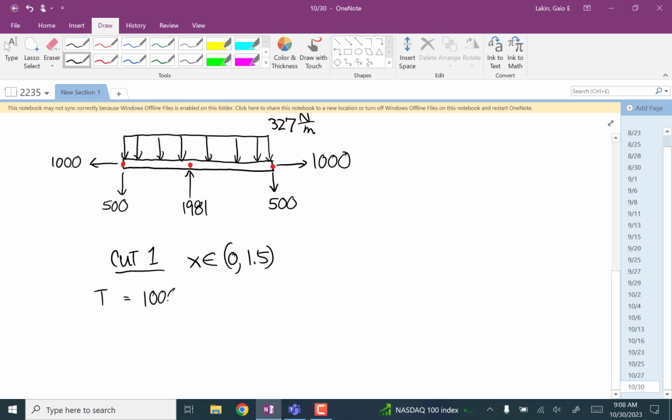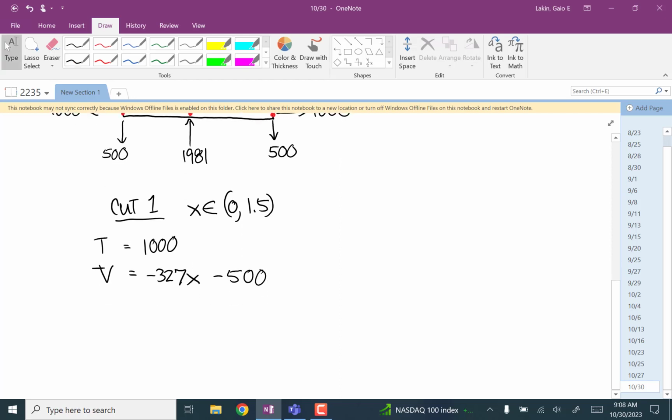We had T equals 1,000. V equals negative 327x minus 500. And a bending moment of negative 163.5 x squared minus 500x.